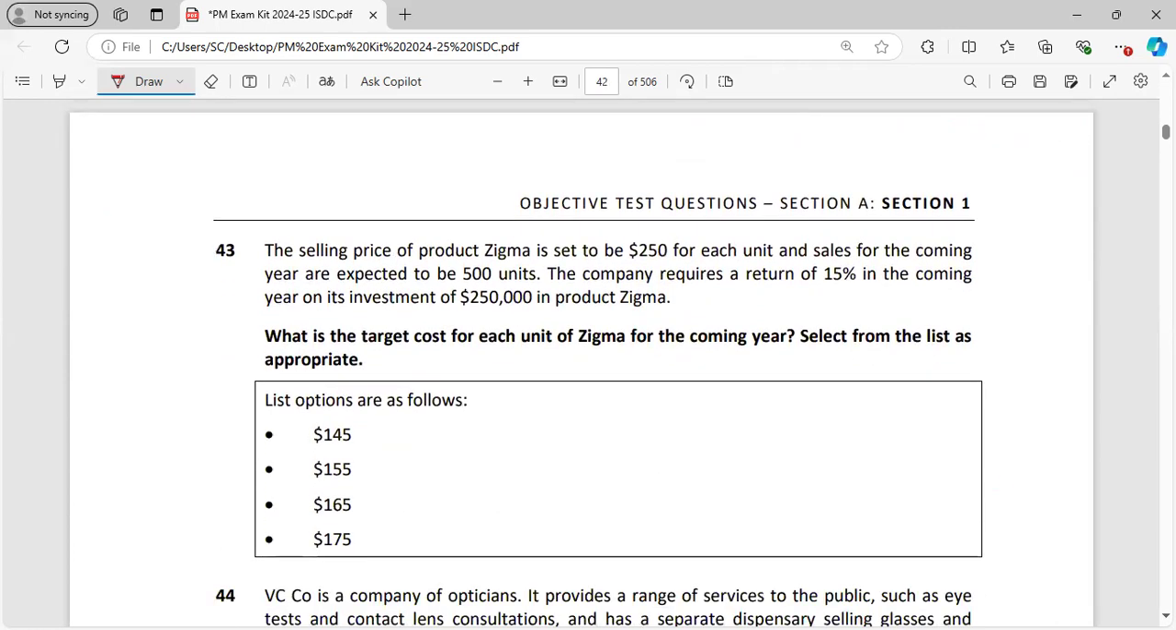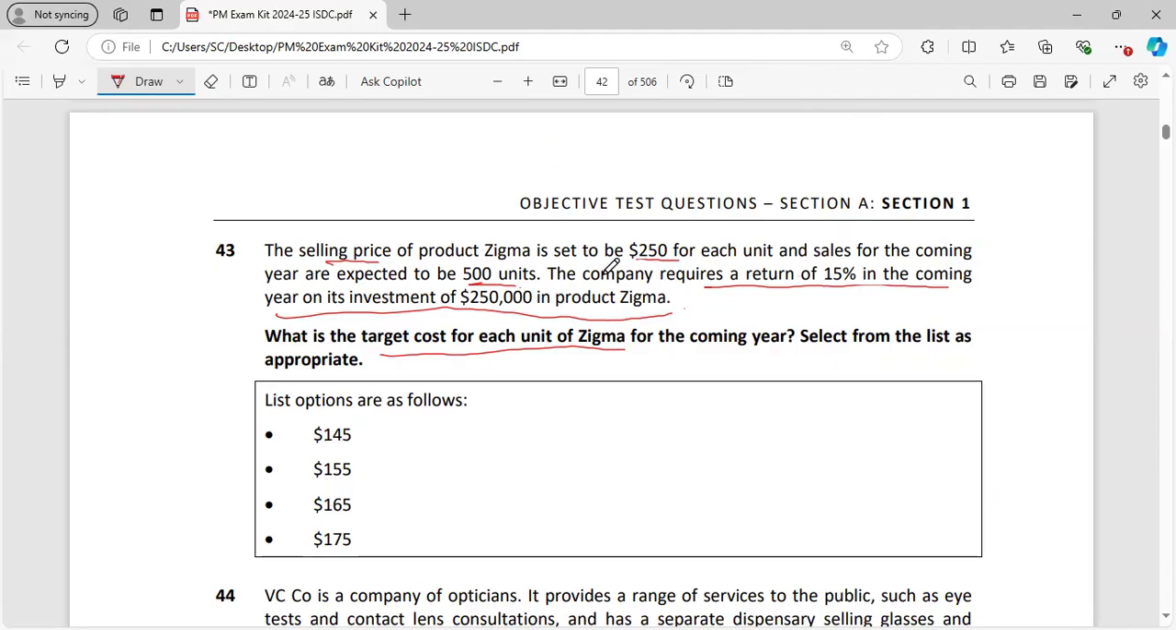Next one, the selling price of the product is set to $250 for each unit and sales for the coming year are expected to be 500 units. The company required rate of return of 15% in the coming year on its investment of 250,000 in the product Sigma. What is the target cost for each unit for the coming year? So again, it is not possible to calculate the target cost directly. Target cost is the difference between selling price and the targeted profit. Selling price is given, but the targeted profit is not given. It is provided as 15% of investment.